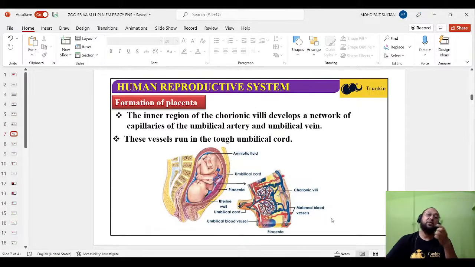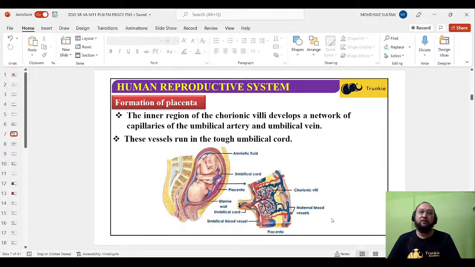Now, how does the placenta form? Once fertilization has taken place, once the sperm has entered the egg cell and the nuclei are fused, rapid cell division takes place. The embryo is developed, and there is implantation. After implantation, there is the formation of the placenta.